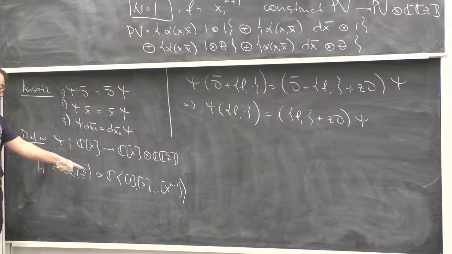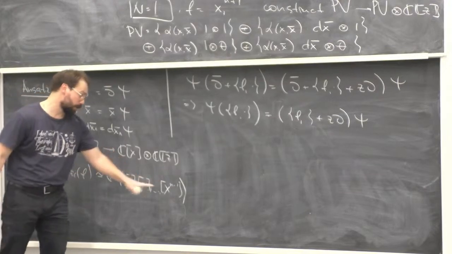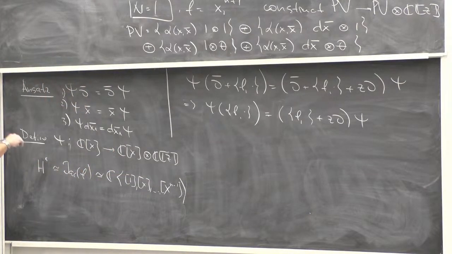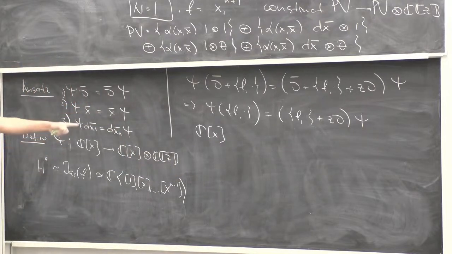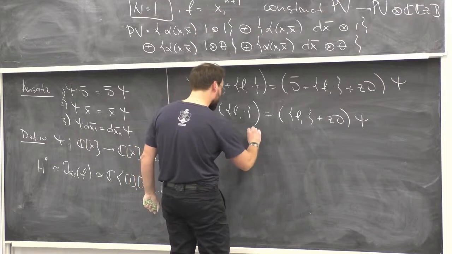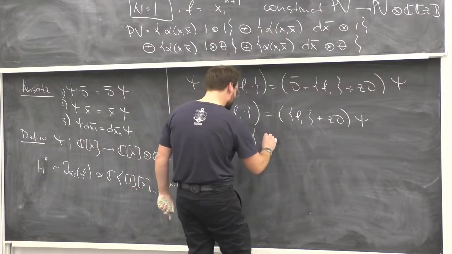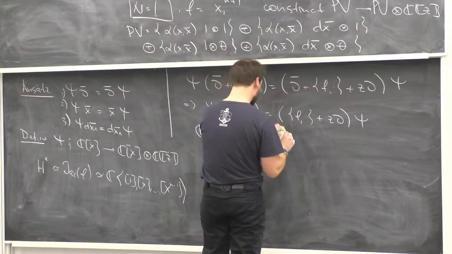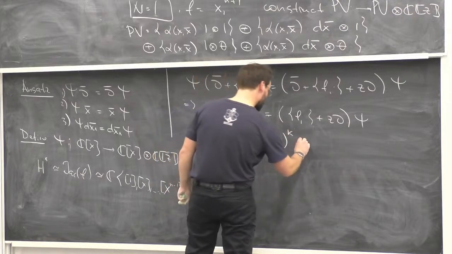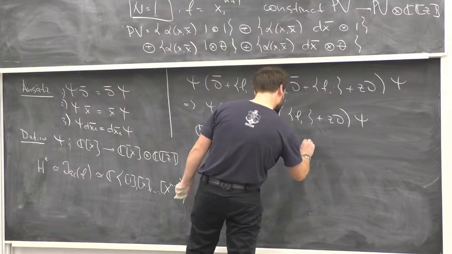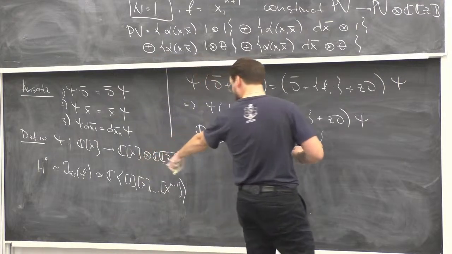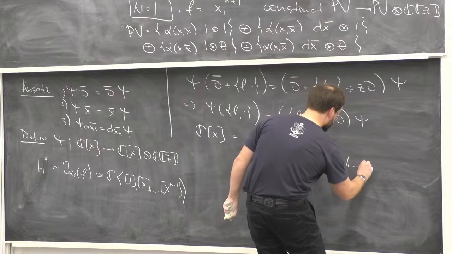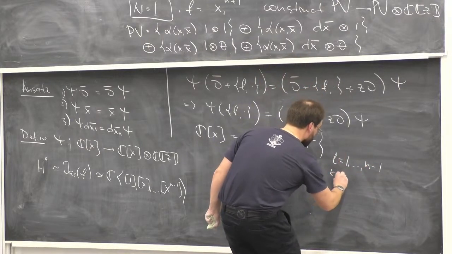Out of this, I fix the polynomials whose classes generate this, and I say that I represent C of x, the polynomial ring in one variable, as an infinite dimensional vector space with a basis f prime to the power k and x to the power l, where l runs from 1 to n minus 1 and k from 0 to infinity.